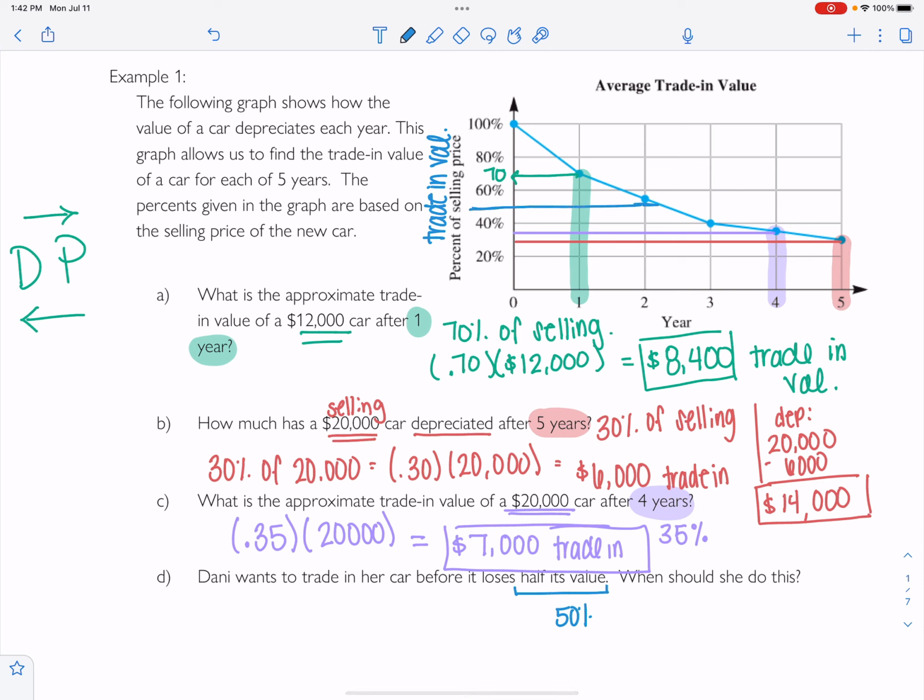I'm going to follow that thing over to my graph. Follow that thing over, which is going to give me 2.2, 2.3 years. Probably 2.4 would be a better estimate since it's closer to halfway.